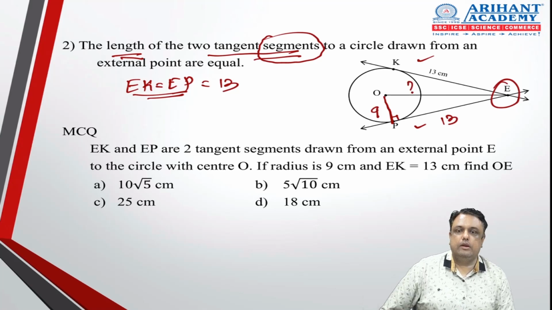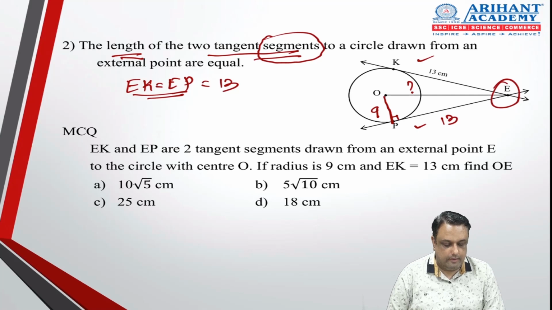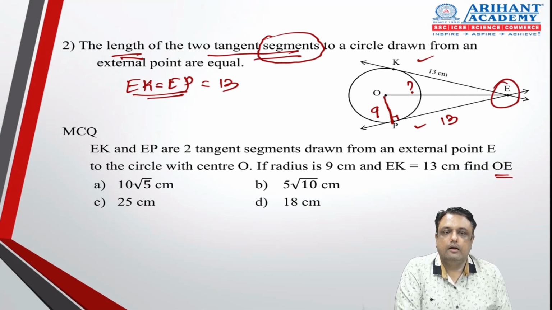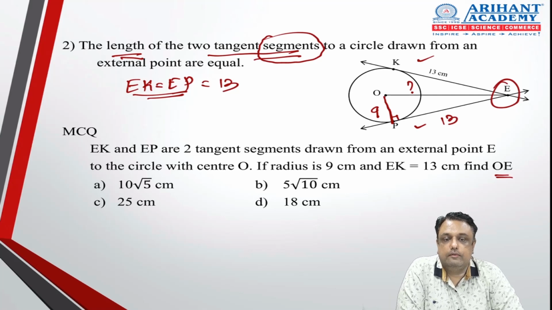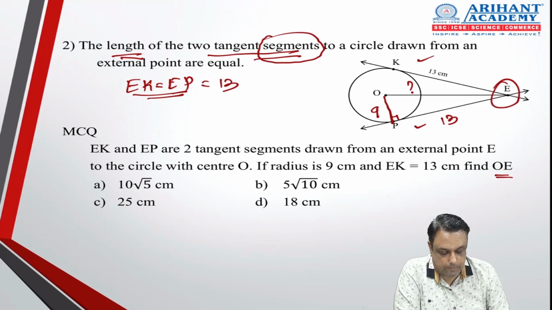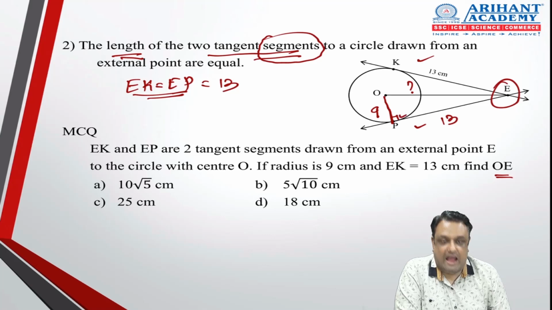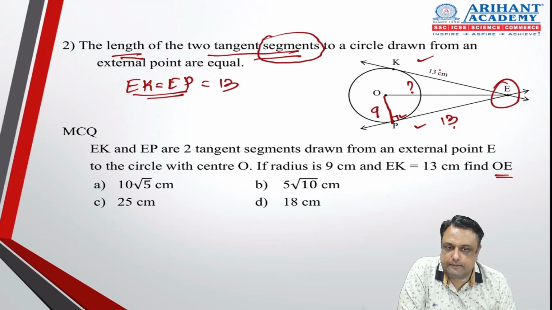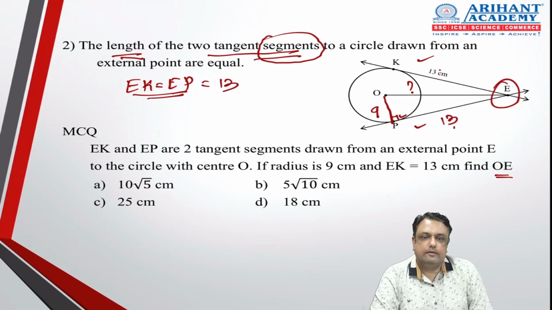Can I find OE? You have to find OE in the second MCQ. Using which theorem? Pythagoras theorem. So we used the first MCQ as well, that is the radius perpendicular to the tangent, and we have used that if one is 13, the other length also of the tangent segment drawn from an external point will be 13. So now let us use this.